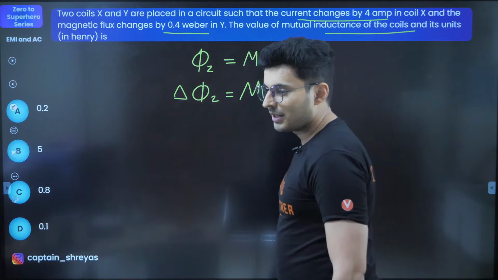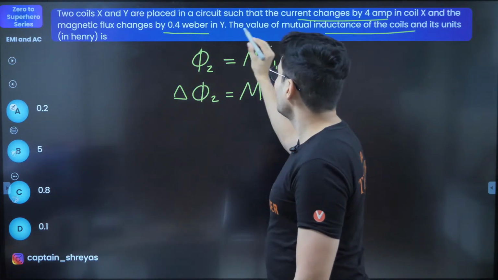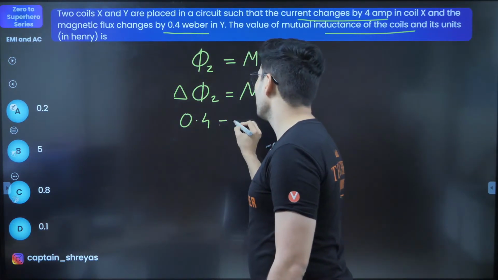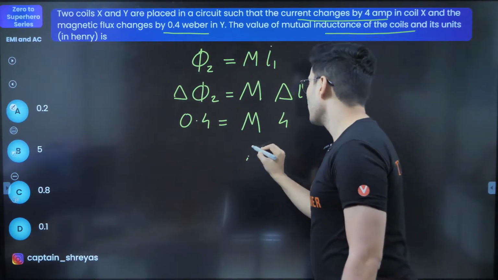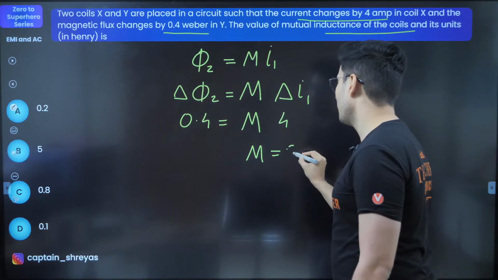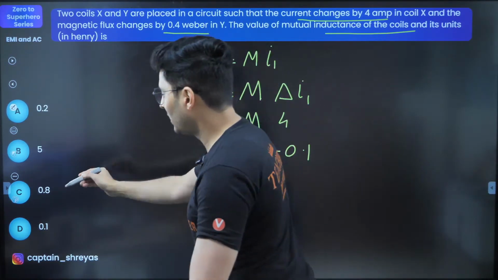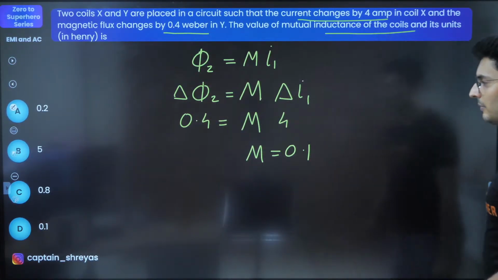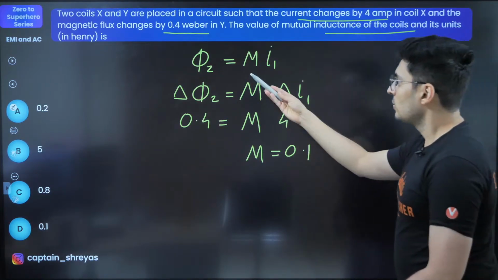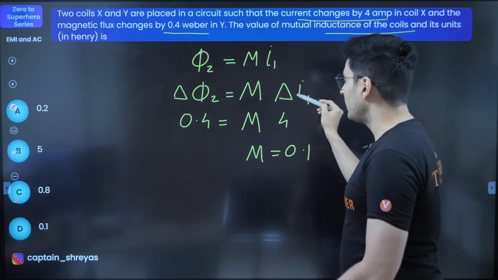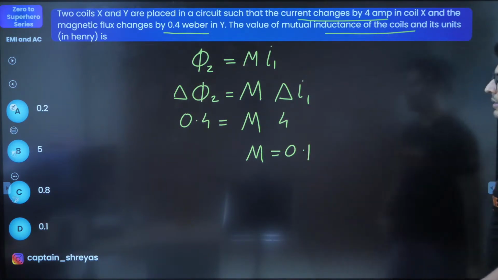Now, look at this. Del phi, do I know it? Yes, 0.4. Mutual inductance, I don't know. Del I, it is known, 4. So what is M? It is nothing but 0.4 divided by 4, which is 0.1. 0.1 Henry, option D. Done. So flux is M I, change in flux is M into delta I. Just solve it, you'll get it.